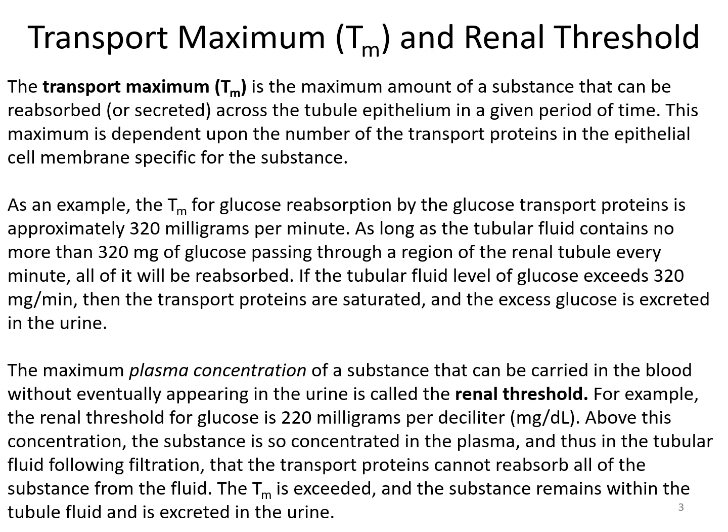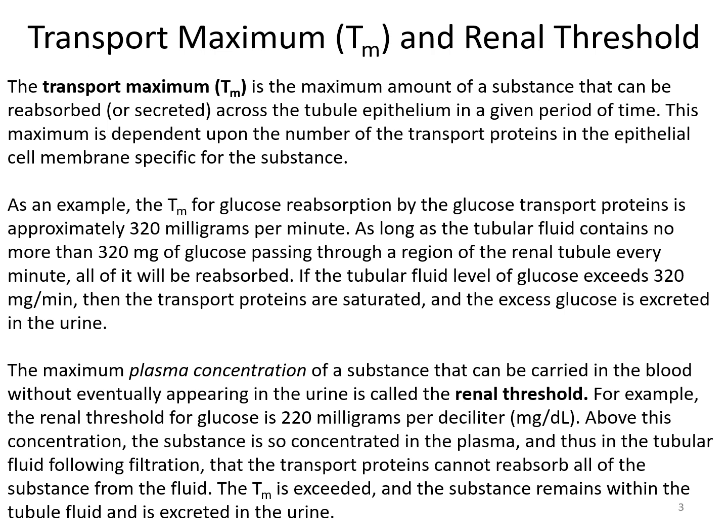So it's basically how much of this substance can we have in the blood without exceeding our transport maximum. Sticking with glucose, 220 milligrams per deciliter is going to be our renal threshold. If your blood sugar is above this amount, then by the time it gets filtered in the glomerulus, you are going to exceed your transport maximum. You're going to get past that 320 milligrams per minute, and then it's going to show up in the urine.